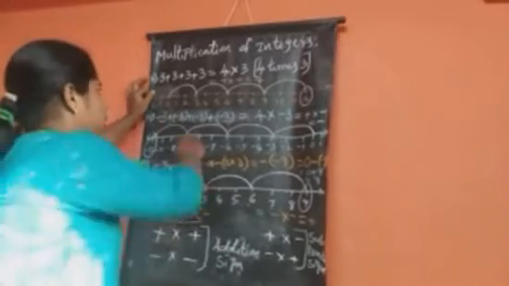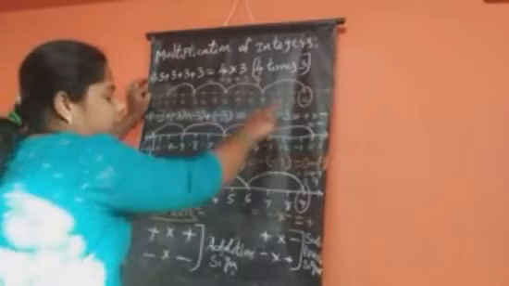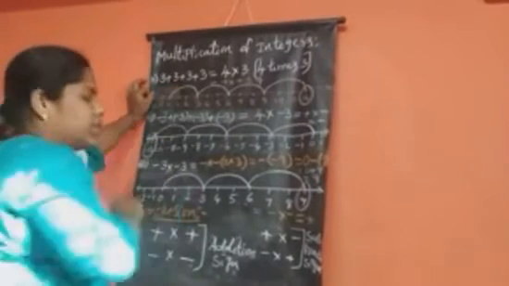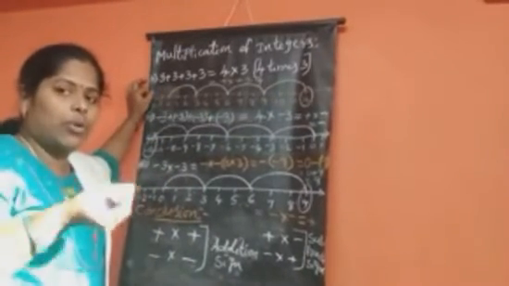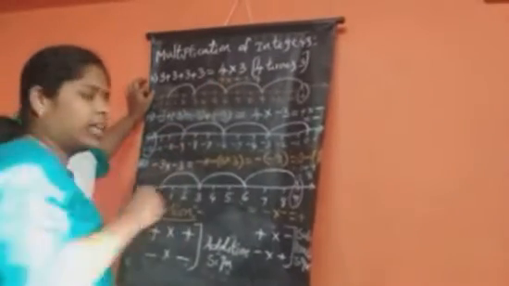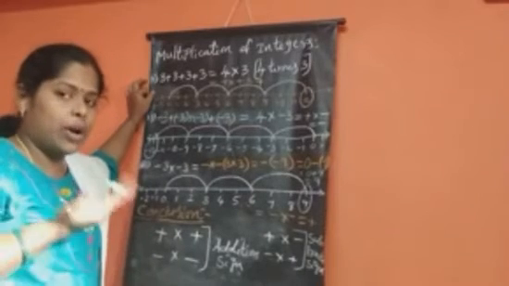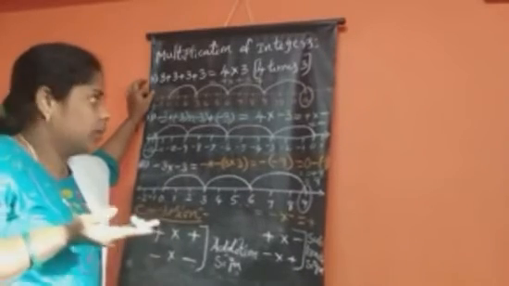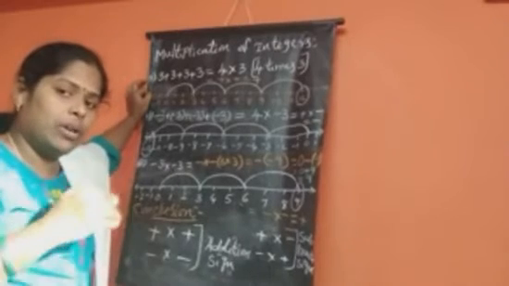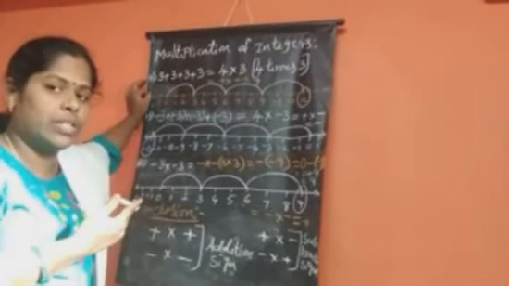For that, we have to take the number line first, then plot the numbers. Here 3 plus 3 plus 3 plus 3 means we add 3 up to 4 times. Here 4 and 3 both have the same signs. That means we are adding a positive integer to a positive integer, so we are moving towards the right from 0.